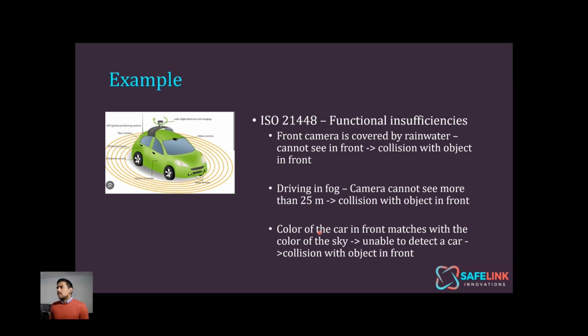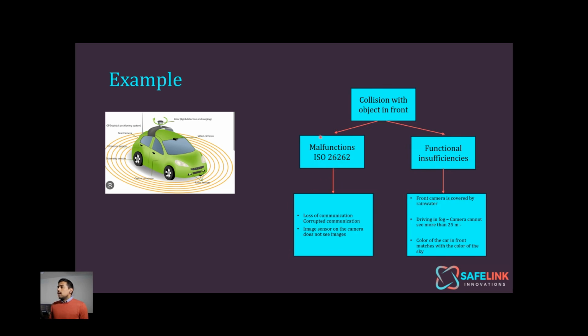In all these three cases, the software and the camera are not doing anything wrong. It's just insufficient. These situations are outside the design capabilities of the camera or the computer. That's the fundamental difference. ISO 26262 deals with malfunctions, wrong behavior. ISO 21448 deals with functional insufficiencies, which is things that it's not doing.